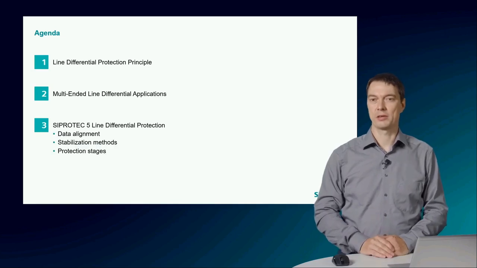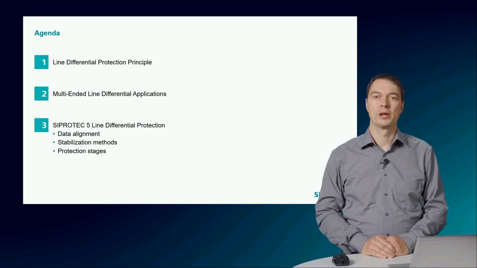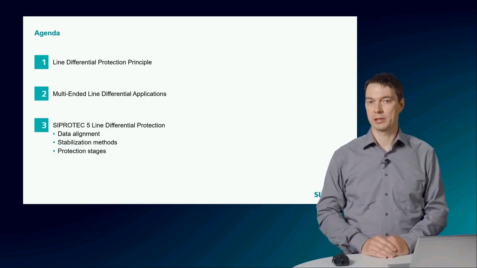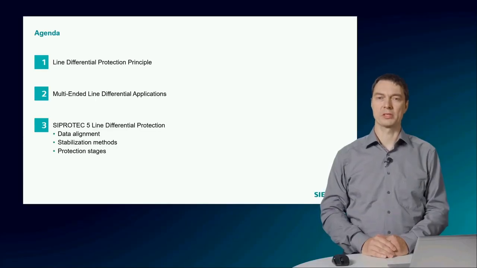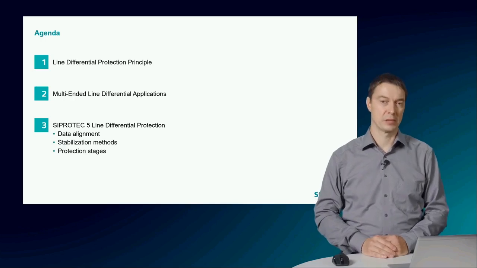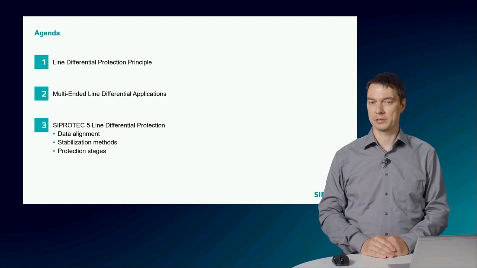This is the agenda for this first session. First, we will have a look at the line differential protection principle and the commonly applied characteristics. Afterwards, we will shortly look into multi-ended line differential applications. In the third part of this session, you will learn about Siemens SIPROTEC 5 line differential protection devices. Here I will present you the data alignment, the stabilization methods, and the protection stages in the SIPROTEC 5 devices.